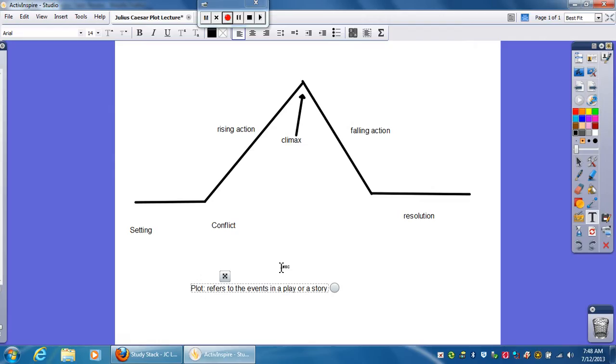story. And generally speaking then, those events happen usually with a pattern to them, and they usually have terms that go with them. And so we're going to learn about setting, conflict, rising action, climax, falling action, and resolution. So setting is the time and place where the story takes place.